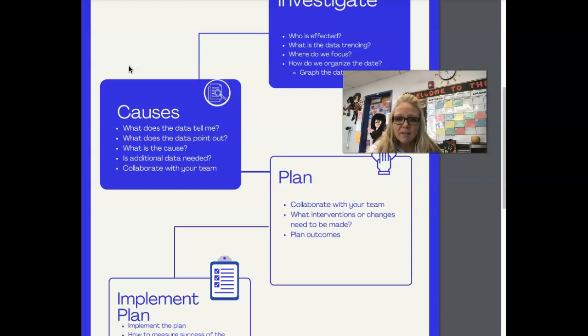My next one, causes, number 3. So what does the data tell us, right? What does the data point out? What is the cause of our issue? And what additional data is needed? Do we need additional data? And then you're going to collaborate with your team.